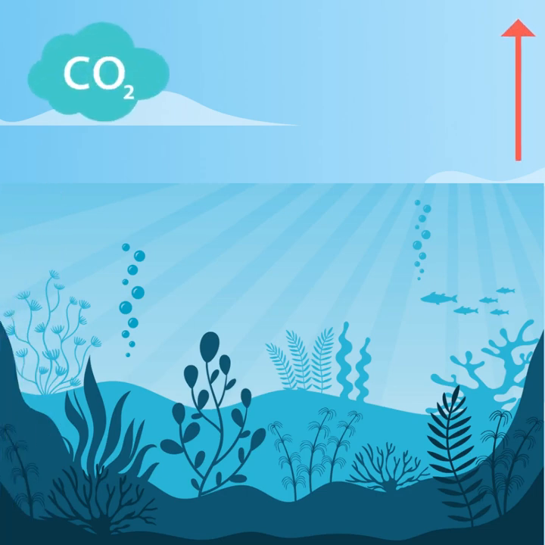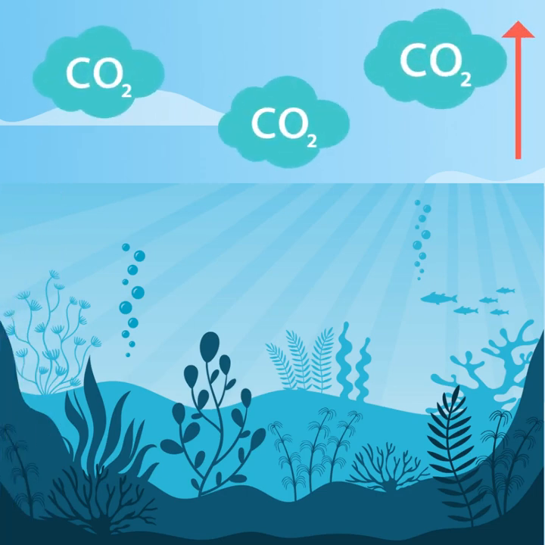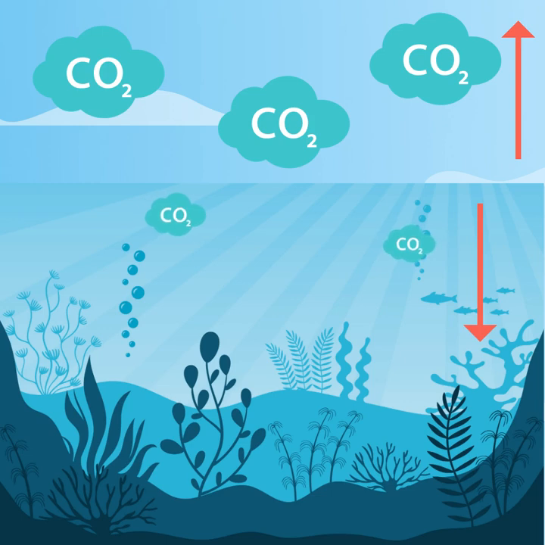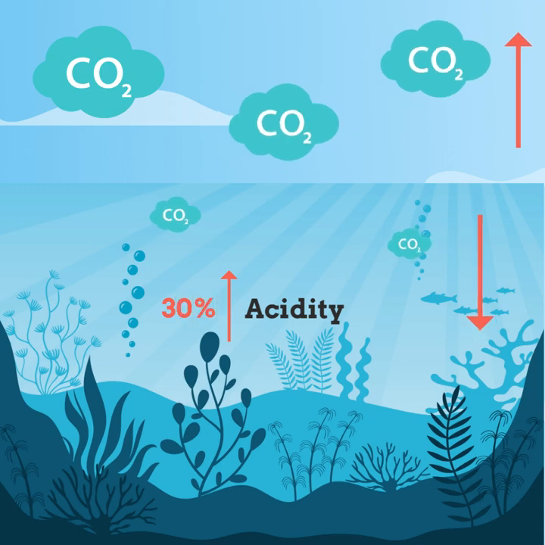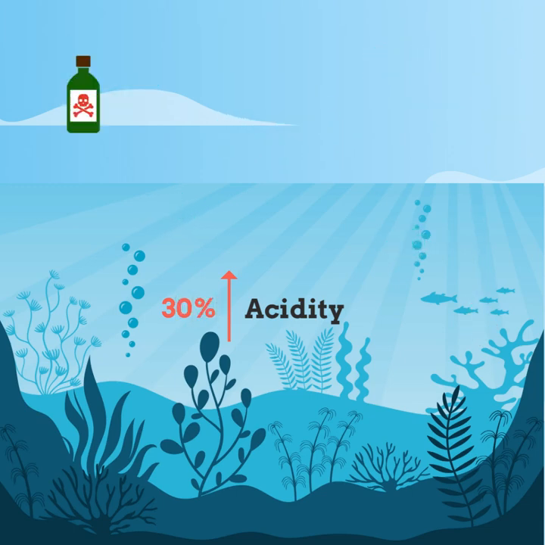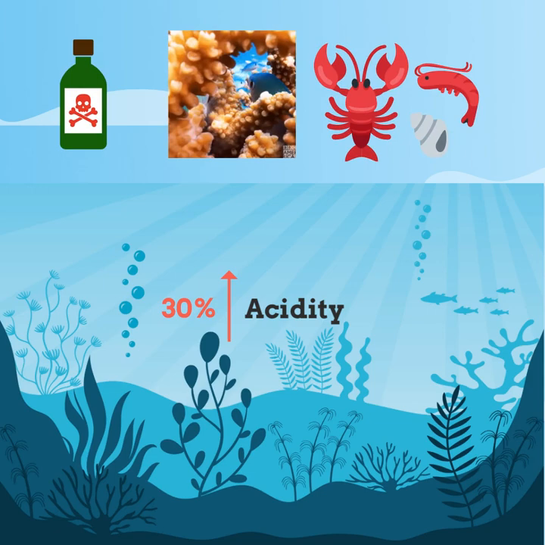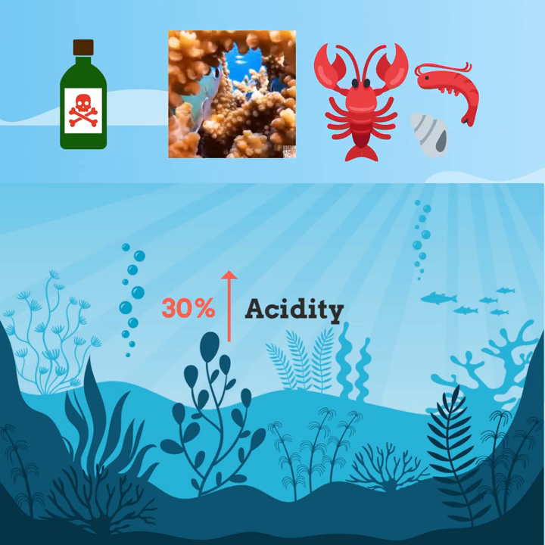With increased concentrations of CO2 in the atmosphere comes a decreased capacity of the ocean to hold that CO2. This contributes to the increased acidity of the ocean. Since the Industrial Revolution, the ocean has become 30% more acidic. High acidity levels are detrimental to coral reefs, shellfish, and much more.